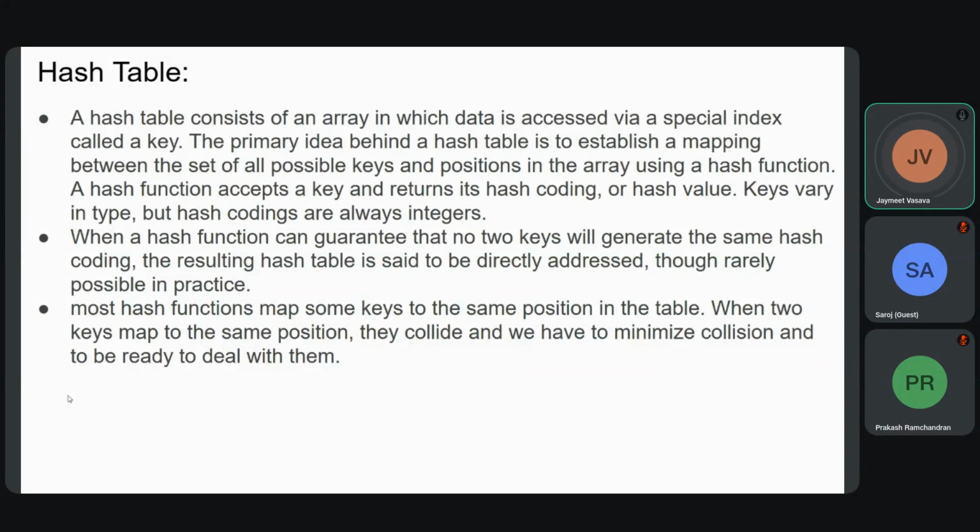When a hash function can guarantee that no two keys generate the same hash coding, the resulting hash table is said to be directly addressed, though this is rarely possible in practice. Most hash functions map some keys into the same position in the table. When these keys map to the same position, this is called a collision, and we try to minimize these collisions and address them by applying different methods.